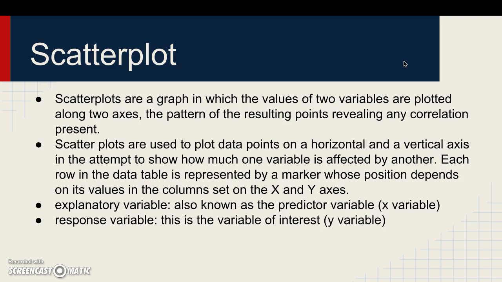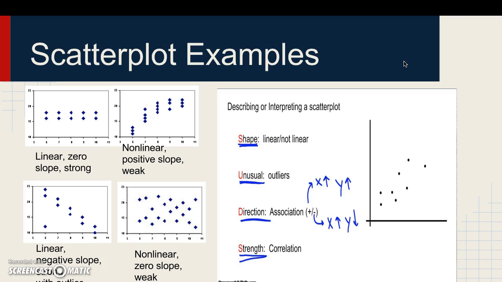Each row in the data table is represented by a marker whose position depends on its value in the column set on the x and y axis. Explanatory variable, also known as the predictor, is the x variable. Response variable, this is the variable of interest, is the y variable. Here are some examples of scatterplots.